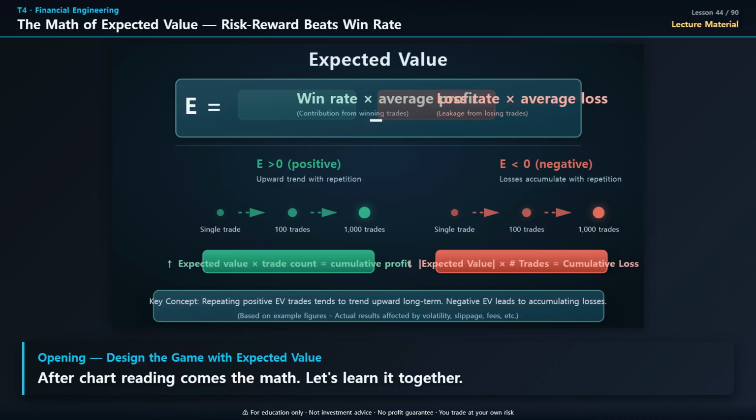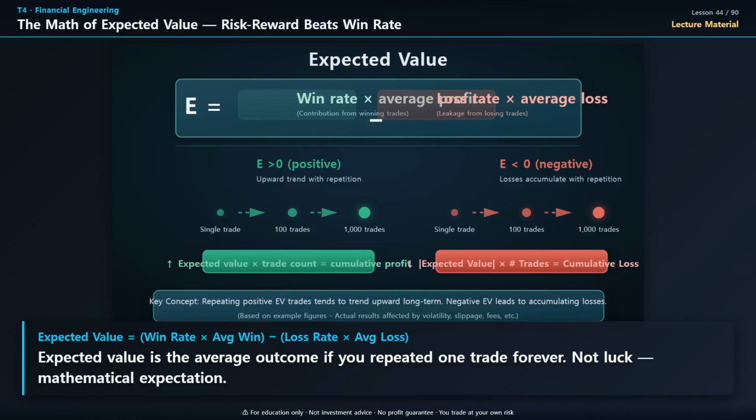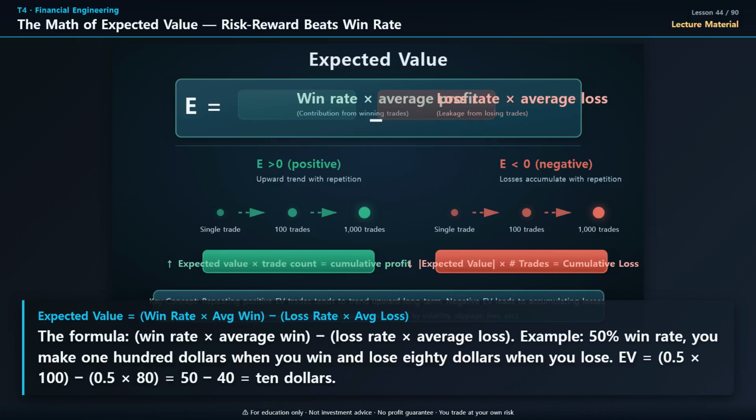Let's learn it together. Expected value is the average outcome if you repeated one trade forever. Not luck, mathematical expectation. The formula: win rate times average win minus loss rate times average loss. Example: 50% win rate. You make $100 when you win and lose $80 when you lose. So 0.5 times 100 minus 0.5 times 80 equals $10.